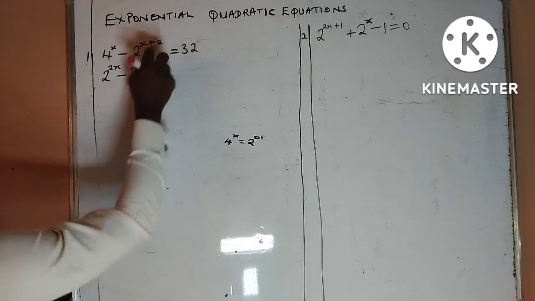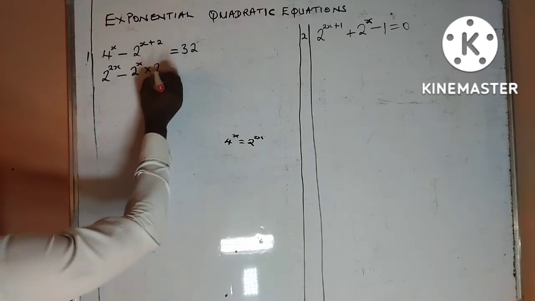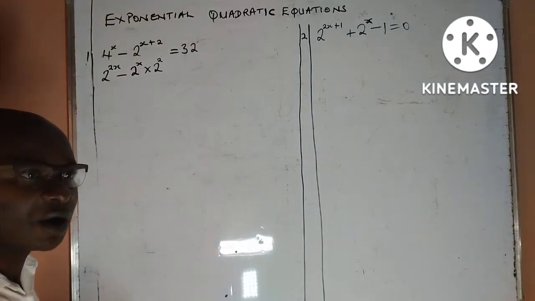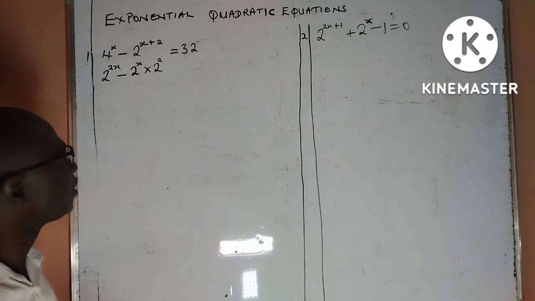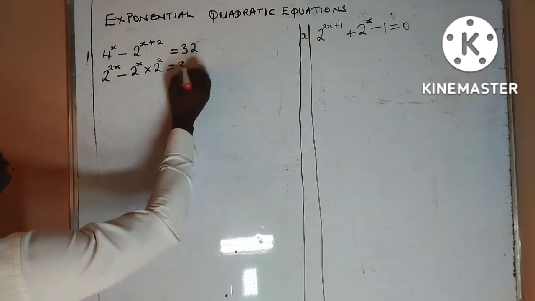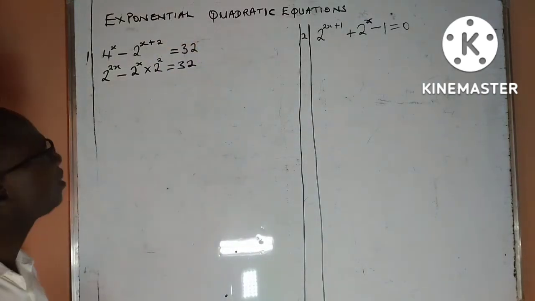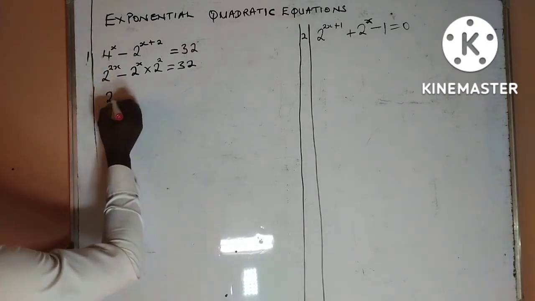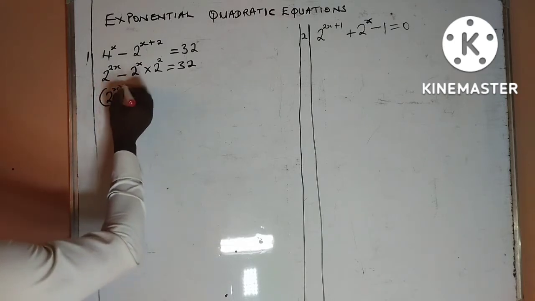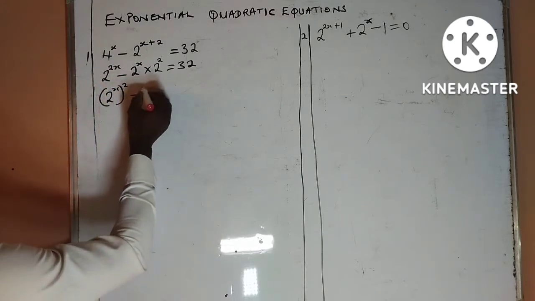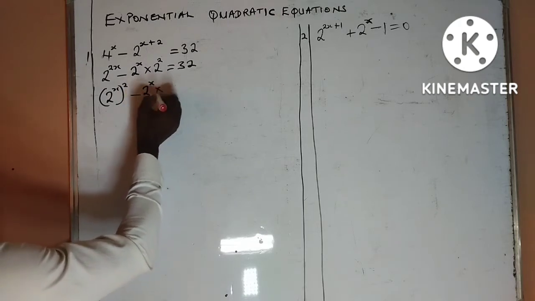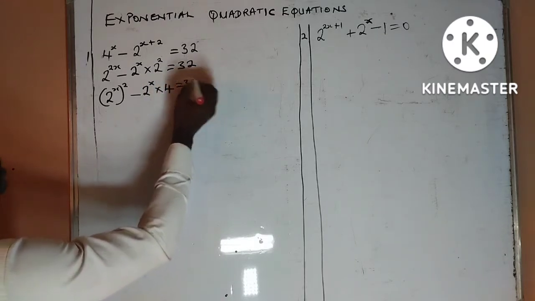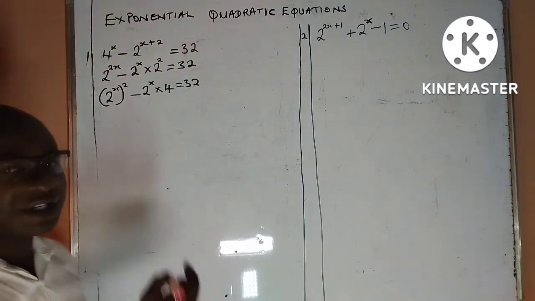This 2 raised to the power x plus 2, I will write it as 2 raised to the power x times 2 raised to the power 2. That is, applying the multiplication law of indices, equal to 32. Alright, so next, I will write this as 2 raised to the power x into the bracket raised to the power 2 minus 2 raised to the power x. Of course, 2 raised to the power 2 here is 4. Everything equal to 32.